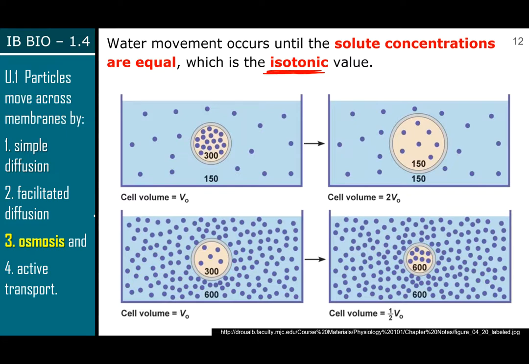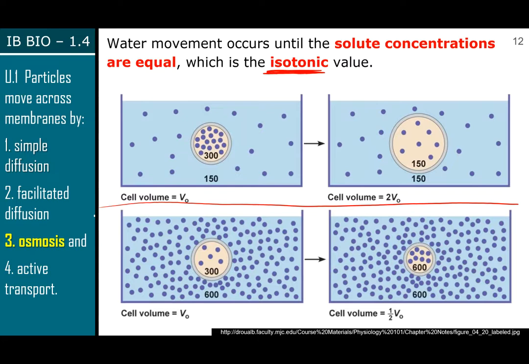Here we have two diagrams. We have the top diagram and we have the bottom diagram. So let's look at the top one first, shall we? Here we have a cell which has 300 solute, or the concentration of solute is 300 on the inside, and the concentration of solute on the outside is 150. Now, water is going to move back and forth because we're talking about osmosis, right? Water is going to move back and forth until the concentration is equal.